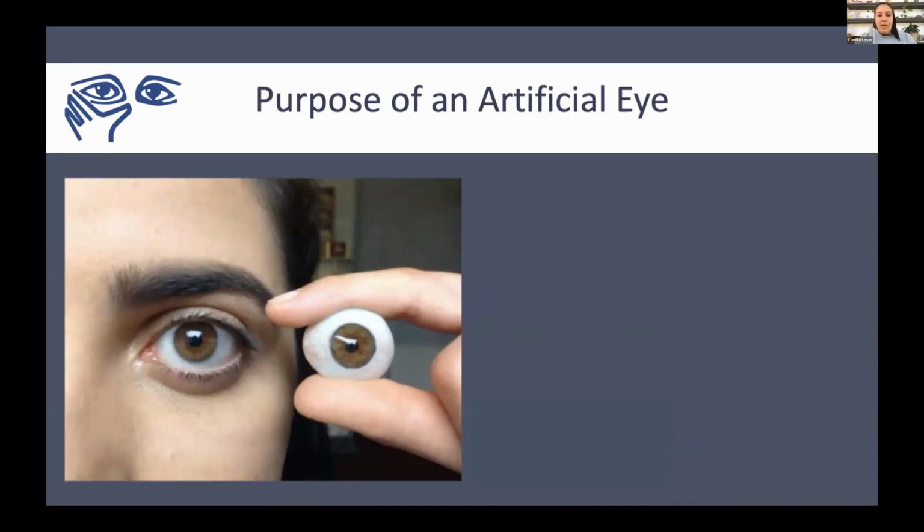So, purpose of an artificial eye. The purpose is to create a balanced facial appearance by restoring the colours and volume that have been lost. The prosthesis usually increases comfort in the socket as it encourages the eyelids into a more normal position. Though an artificial eye does not restore vision, many clients report feeling more balanced when wearing their prosthesis.